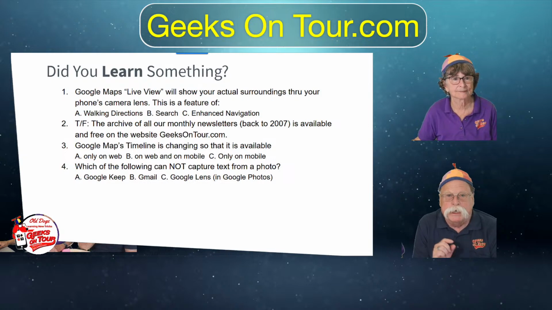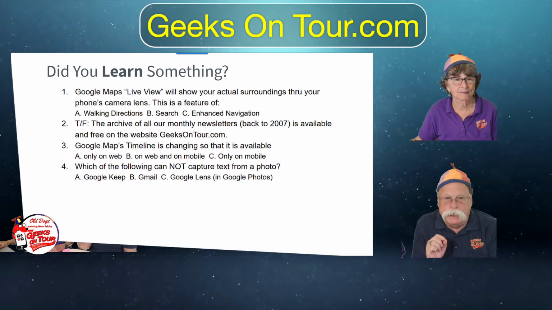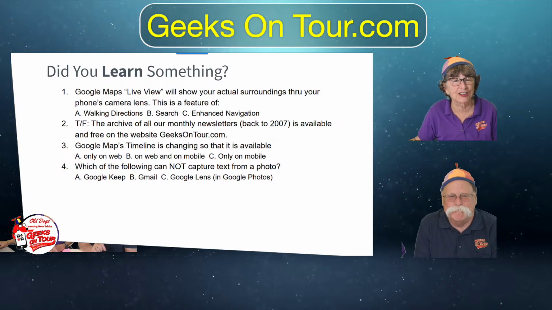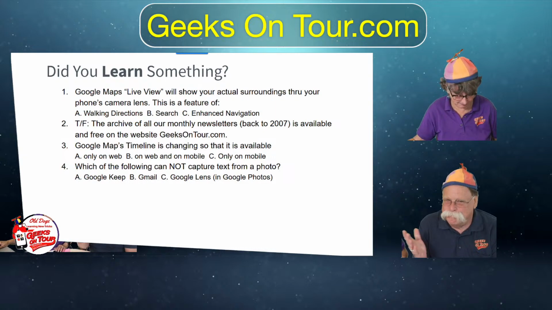Which of the following cannot capture text from a photo? A, Google Keep, B, Gmail, C, Google Lens in Google Photos. B, Gmail. At least I don't know how. There are lots of ways. I showed 3, but there are even more.